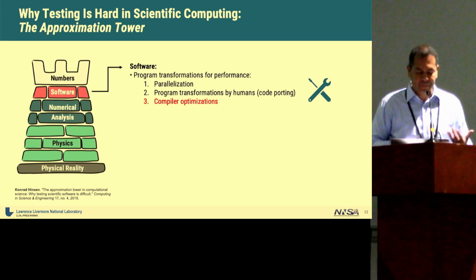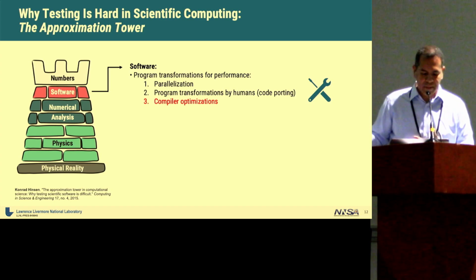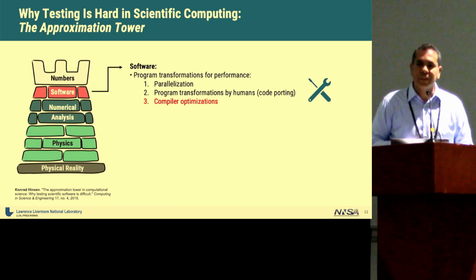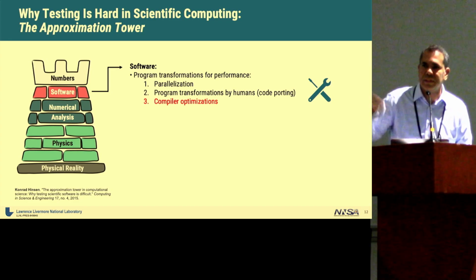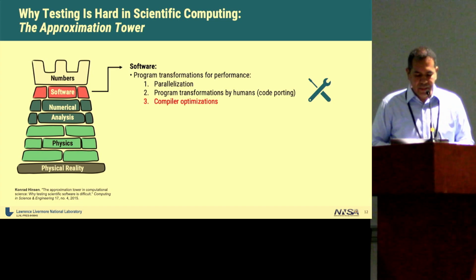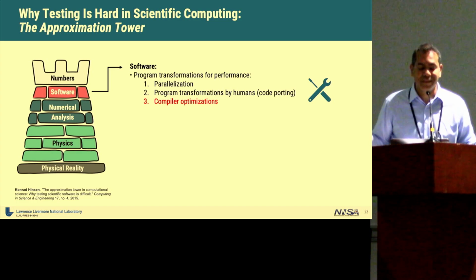So we do things like parallelization. We take a serial program and make it parallel. We do program transformations, sometimes manually, for example, when we are porting a code to use a given interface. But I think the most important challenge here is the third approximation, which is compiler optimizations.